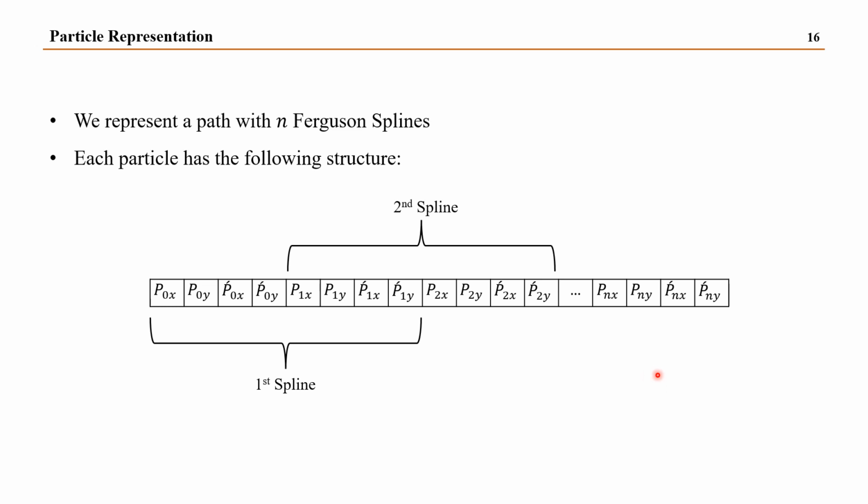Now we just have to make sure that the splines start and end at the correct points. So we just need to ensure that p0x, p0y at the start, and pnx, pny is actually the goal. We just need to make sure that this is always ensured while we're constructing the particles.